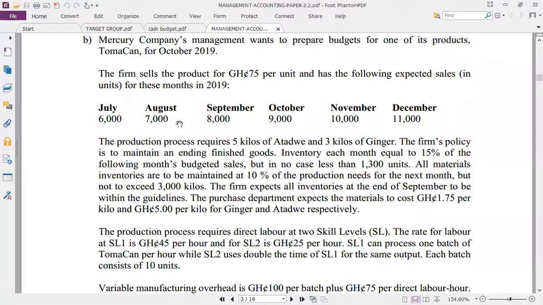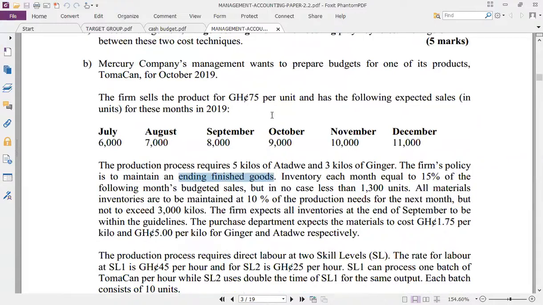Let's go. The production process requires 5 kilos of agave and 3 kilos of ginger. The firm's policy is to maintain an ending finished goods inventory, meaning a closing inventory of products. Now, when I give you questions, can you locate the products from the materials? In this question, the product is called Tomacan, but the materials are agave and what? Ginger. Good.